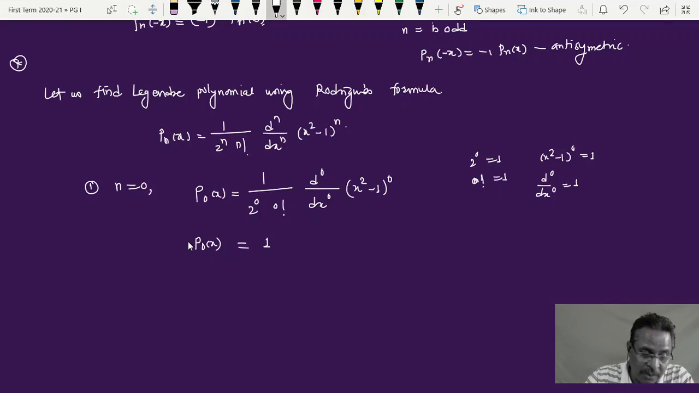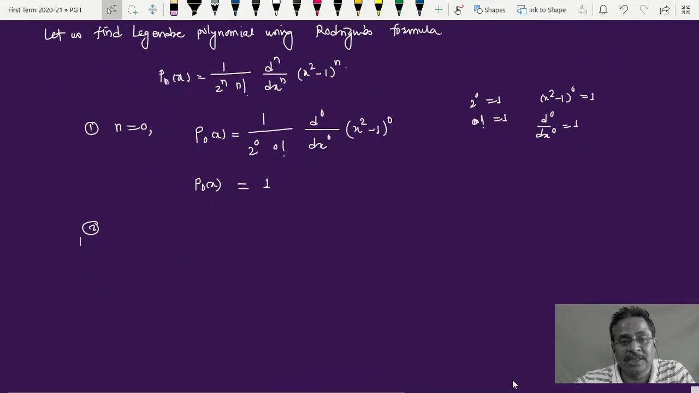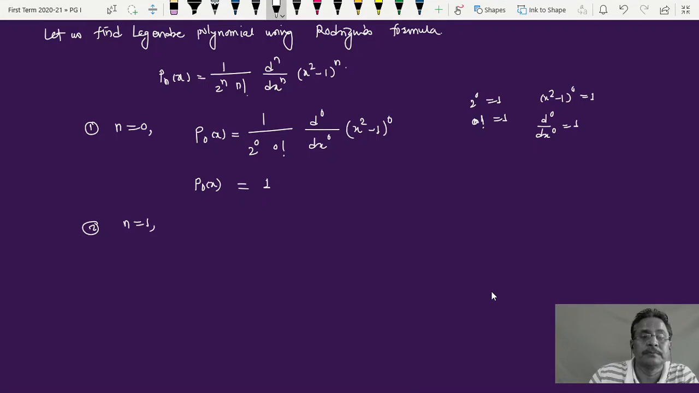Now check your earlier polynomials. This is exactly the same as what was obtained this way. Now take the second. This is an example. This example is asked very frequently in the theoretical examination. Try to understand this. Put n is equal to 1. Now the left hand side of this Rodrigues formula will be P1 of x. So what I should get? P1 of x should be equal to x.